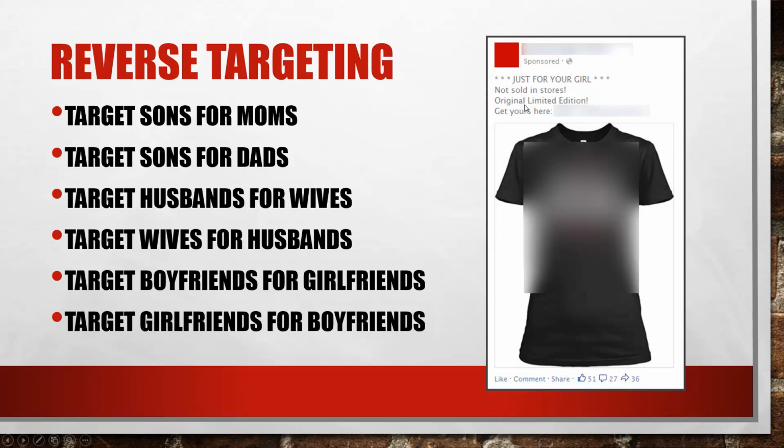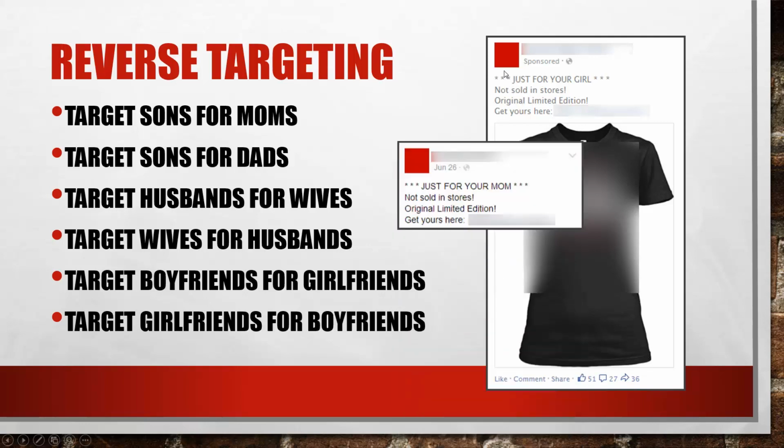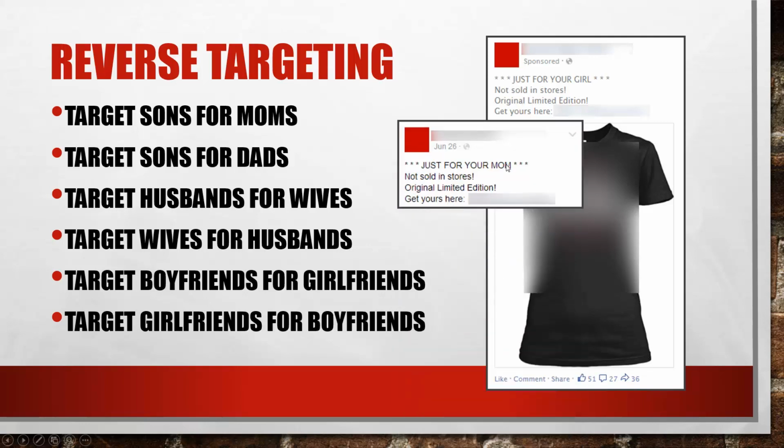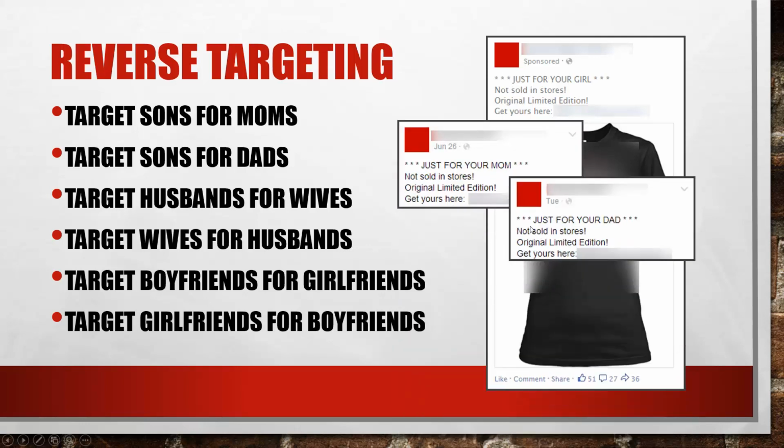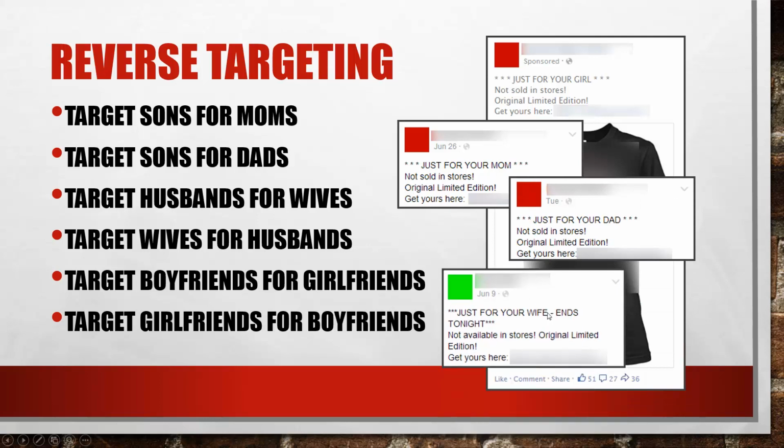Basically, we just have a simple ad, and I'll get into the specifics in a minute. The ad will just be, "Just for your girl, not sold in stores, original limited edition. Get yours here." The actual ad doesn't change that much. We just change the headline: just for your mom, just for your dad, just for your wife.